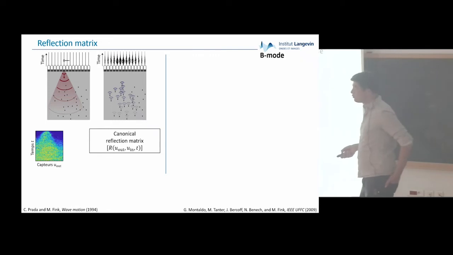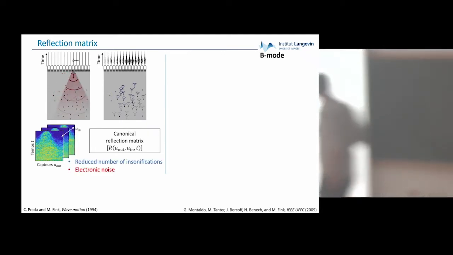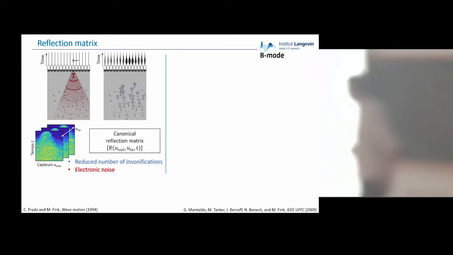It's very nice because you have all the information on the medium, okay? You have access to all the spatial degrees of freedom that the probe can allow you. But it can be not so practical because you have only one transducer that is firing a pulse, so you have a problem of electronic noise.